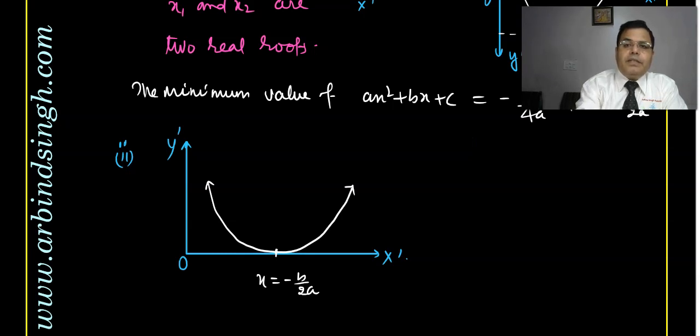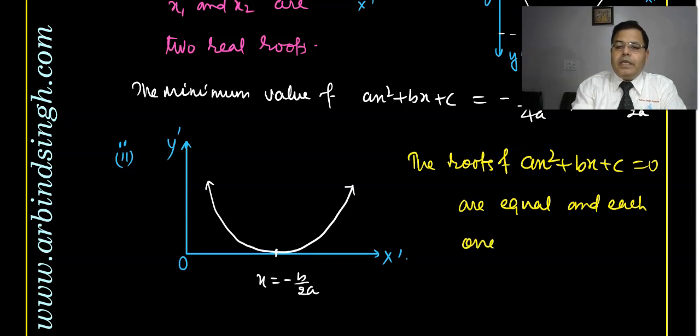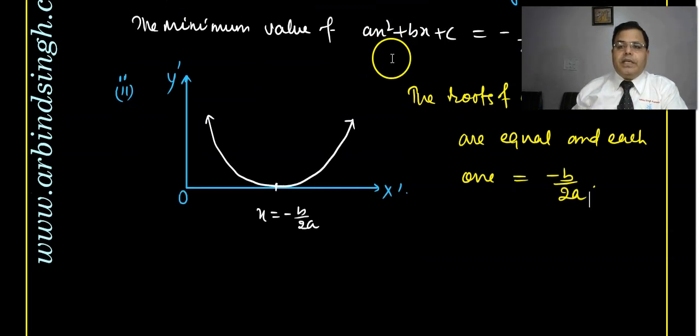In this case, the roots of ax square plus bx plus c is equal to 0 are equal. And each one is equal to minus b by 2a, right? So this is the graph.